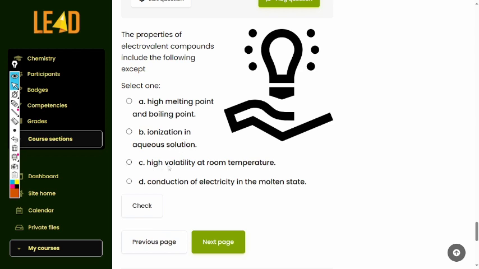Now, high volatility at room temperature. Volatility describes the property of a liquid to change phase into gas without much external heat applied to it. So it's like the bond between the molecules in the liquid phase is very, very weak, such that it can easily convert into gaseous molecules when the bonds break. And that's usually a property of covalent compounds, not electrovalent compounds. So we found that the answer is C, because electrovalent compounds also conduct electricity. So D is a property of electrovalent compounds. So the correct answer is C.